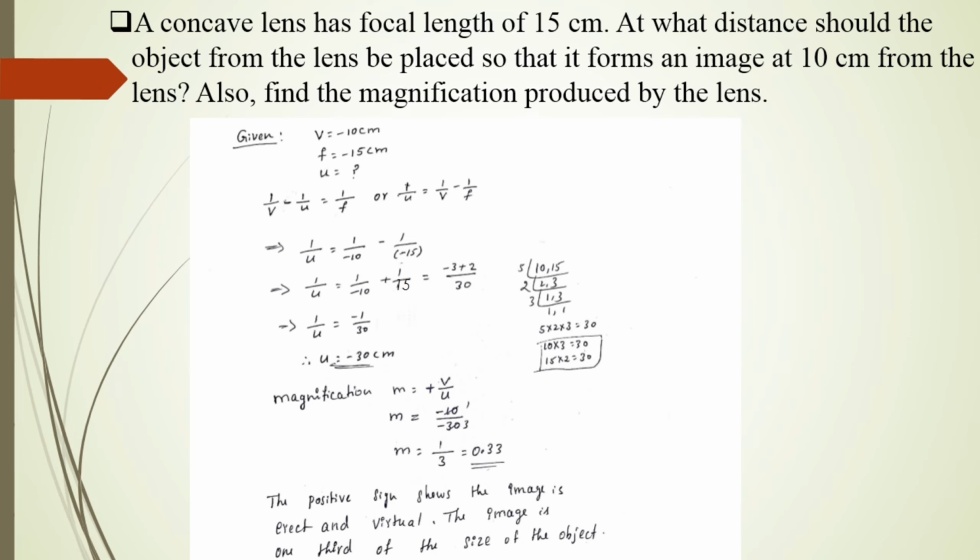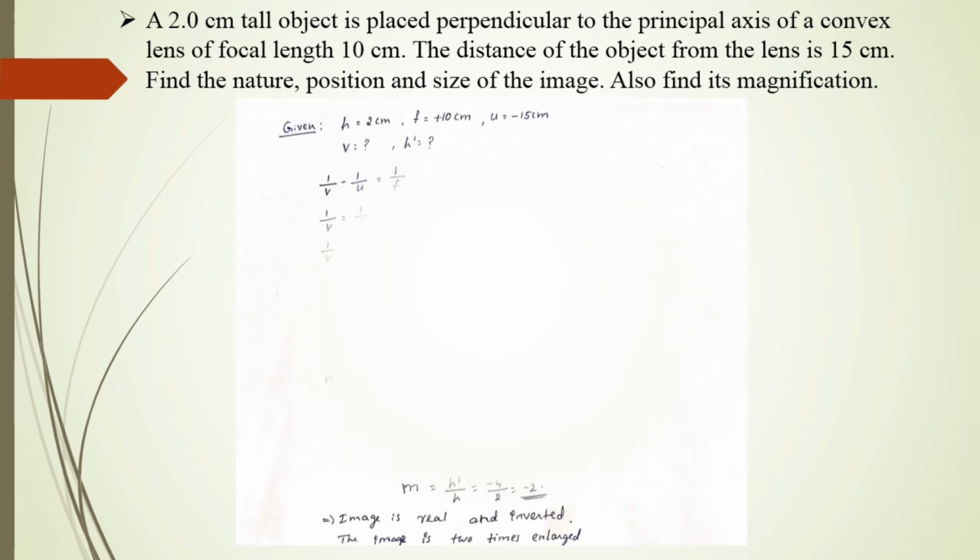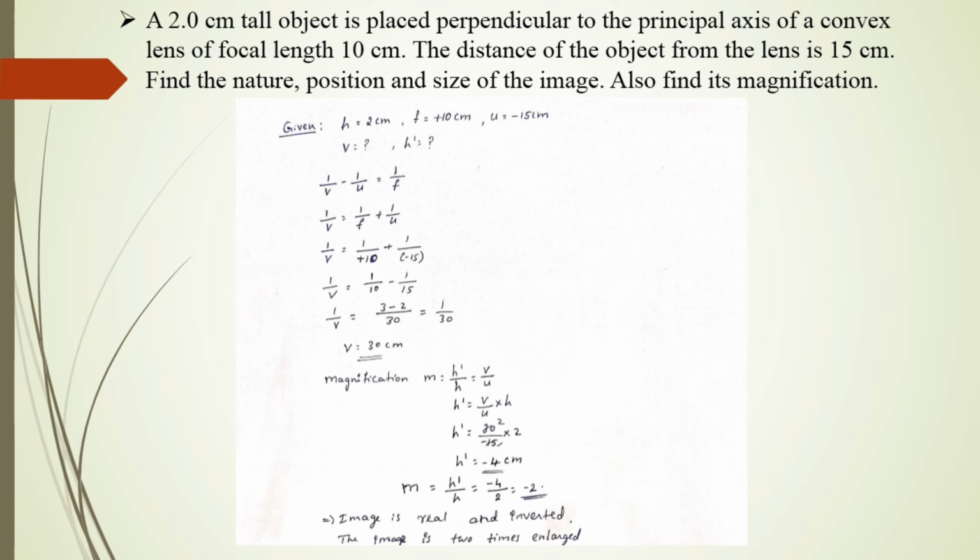Next problem. A 2 cm tall object is placed perpendicular to the principal axis of a convex lens of focal length 10 cm. The distance of the object from the lens is 15 cm. Find the nature, position and size of the image. Also find its magnification.